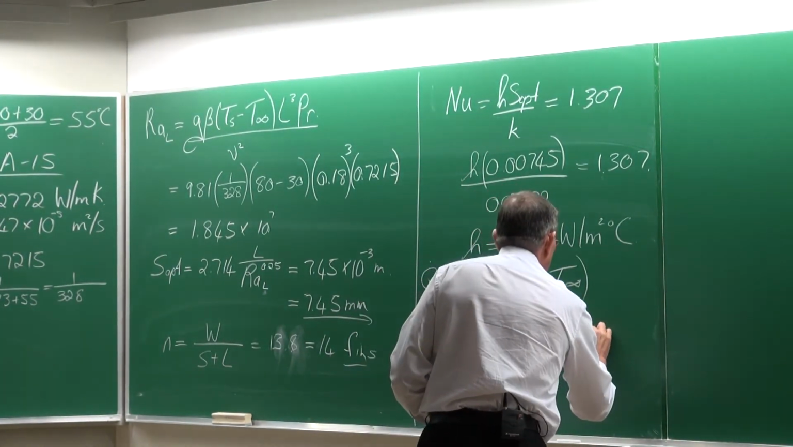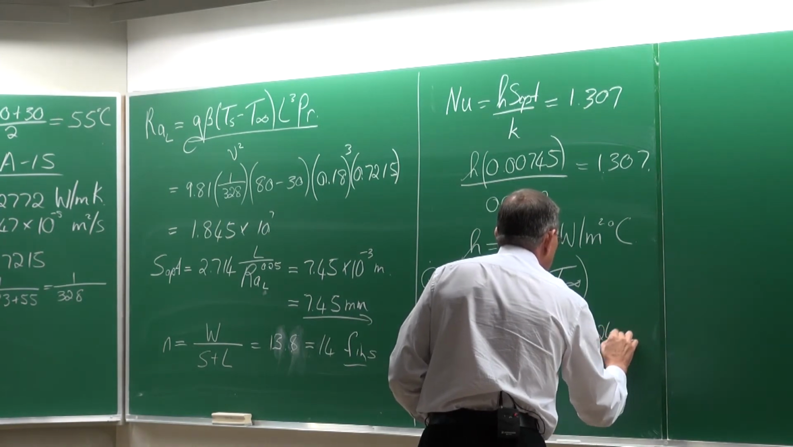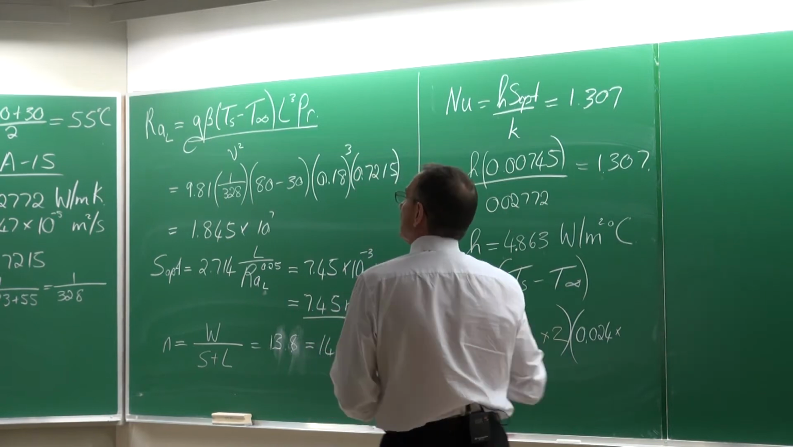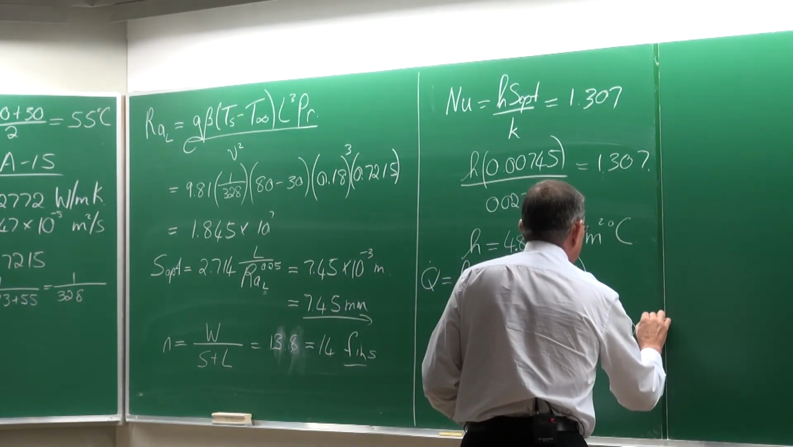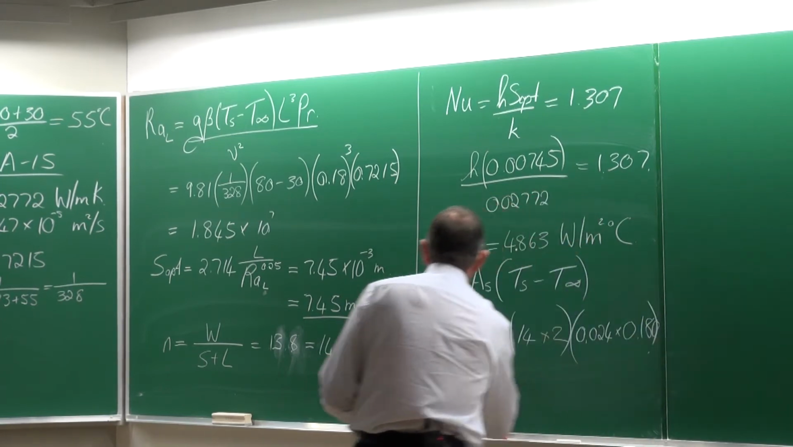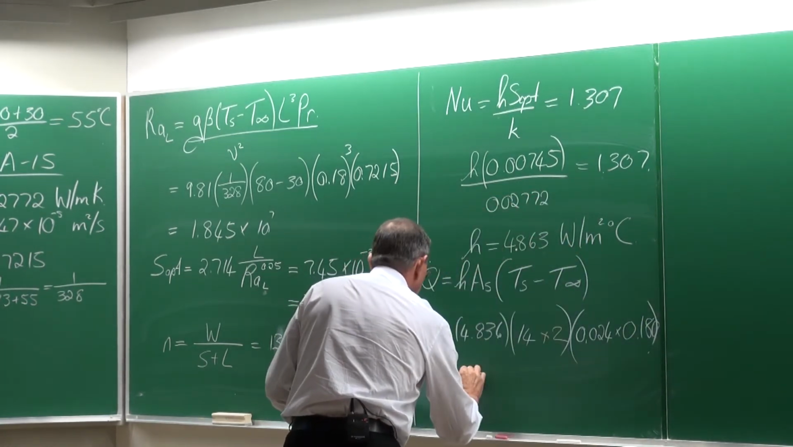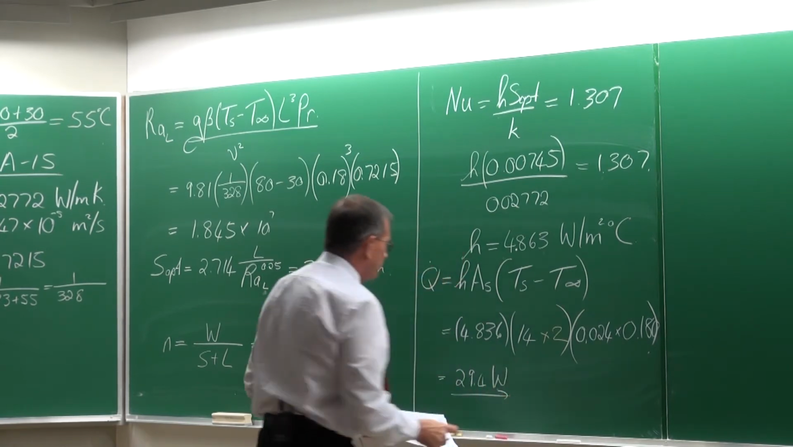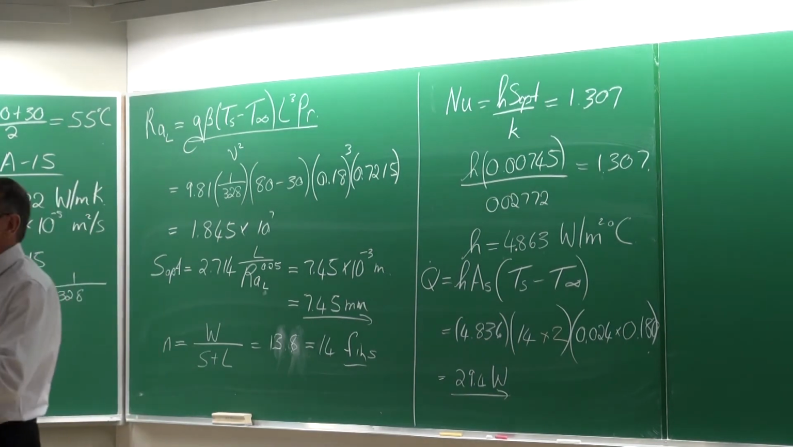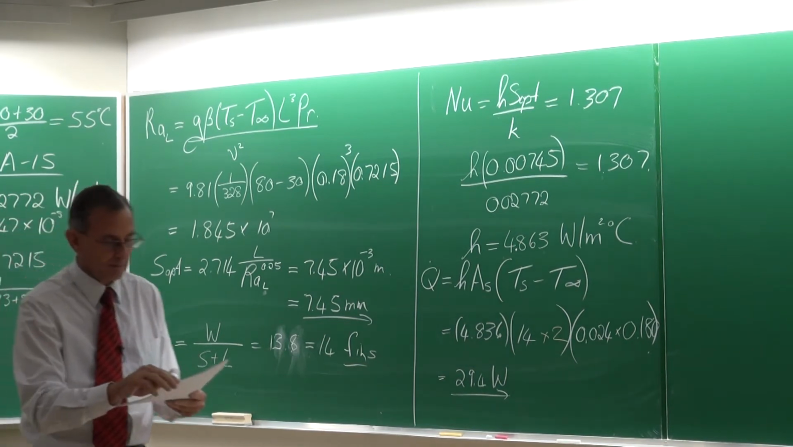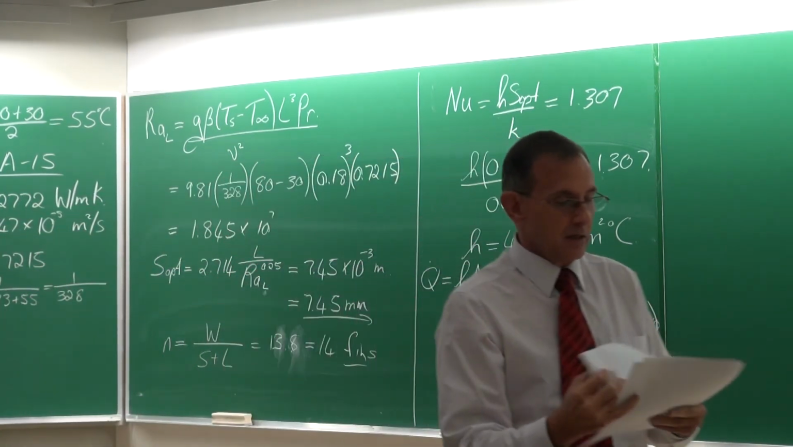The area would be equal to 0.024, 24 millimeters, multiplied by the length, which is 0.18, and the result is a heat transfer rate of 29.4 watts. So typical heat transfer rates of these types of equipment is 60 watts, 100 watts, something like that. Relatively small values. Any questions?